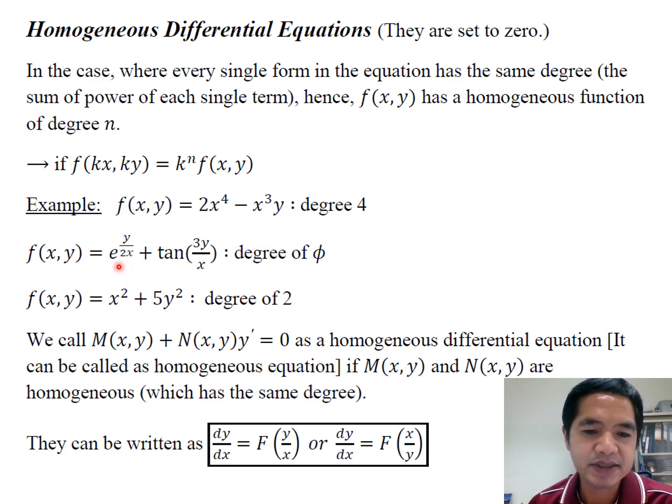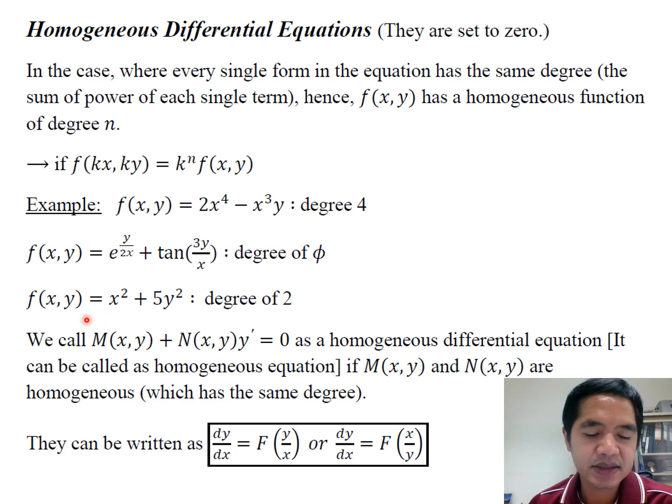Now go to the second example. We have e to the y over 2x plus tan of 3y over x. Just look at the x and y terms. y has power 1, x has power minus 1, so the summation in this term is 0. In tan of 3y over x, x is minus 1 and y is plus 1, so the summation is 0 also. So in this function, every single term has degree 0. So this is also a homogeneous equation.